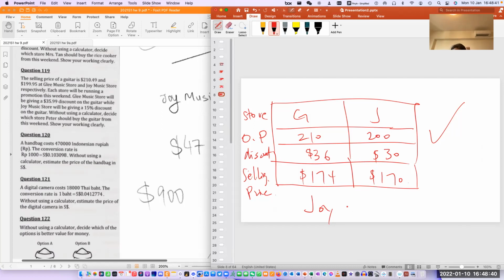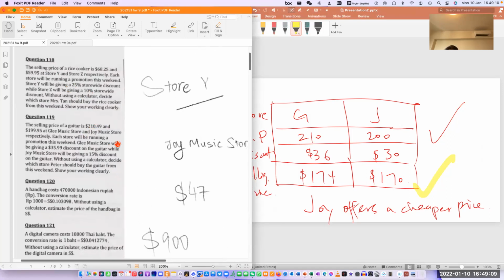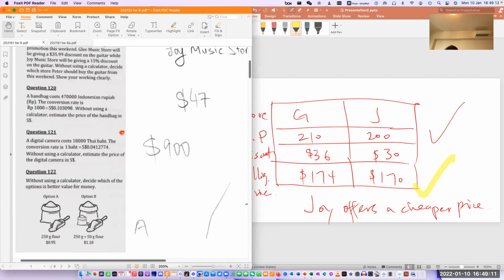All right, then after that you conclude that Joy offers a cheaper price. All right, so this will be the working. You can also show a similar working for question 119, or 118 as well. All right. Okay, good.